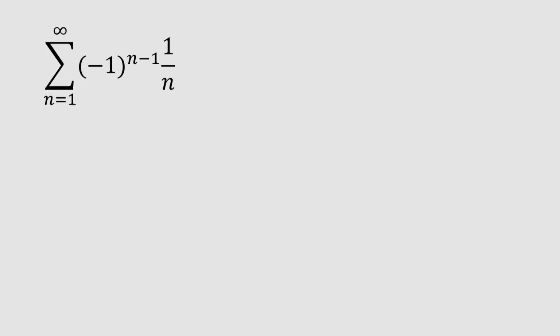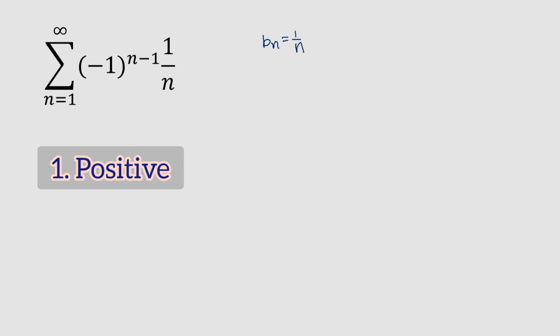It's time for an example. Let's consider this series. First, for us to establish that this is convergent, we need to show that b sub n is positive. In this series, b sub n is equal to 1 over n. This is fairly easy to establish that 1 over n is positive. We may begin our argument by stating that n is positive. So since n is greater than 0, b sub n is greater than 0.